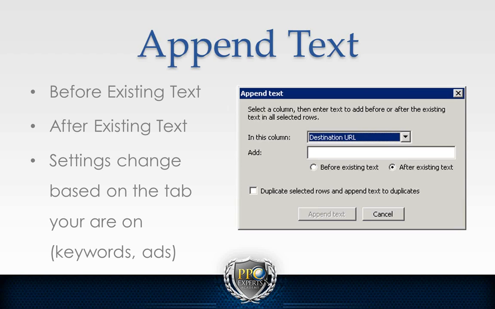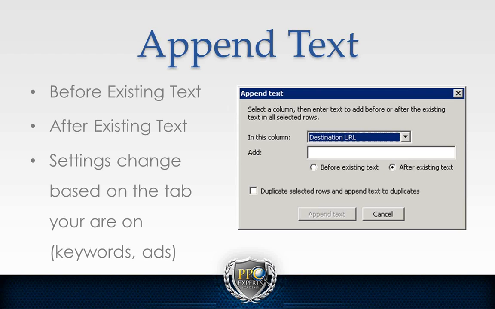Append text. Replace text is like a find and replace. I want to change this word and I want to make it this word. Append text allows you to place something either before the text or after the text. So if you want to place something in the beginning, you do before text. If you want to place something at the end, after text.